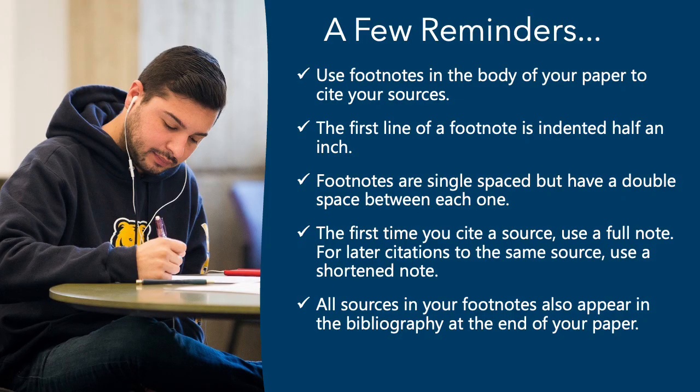Here are a few things to remember about footnotes in Chicago Style. Use footnotes to indicate when you've used ideas or quotes from another author. The first line of a footnote is indented half an inch, just like a paragraph. Footnotes should be single-spaced but have an extra line between notes. The first citation of a source should be a full note, but later citations to the same source should be shortened. Finally, every source in your footnotes should also appear in the bibliography at the end of your paper.